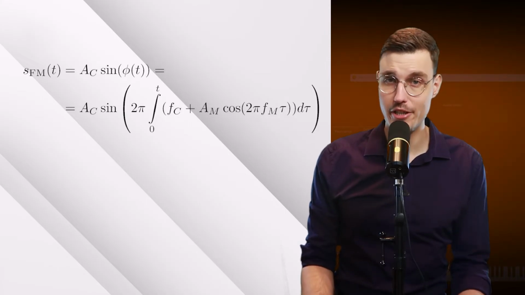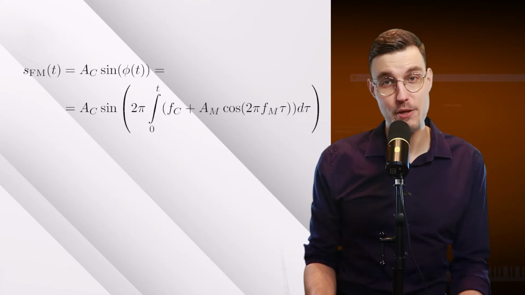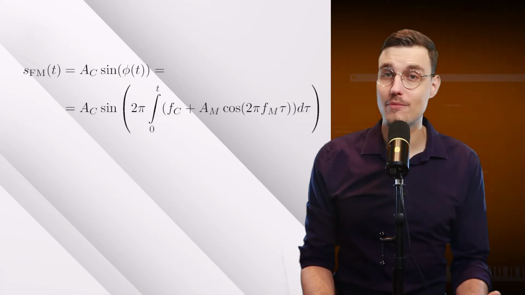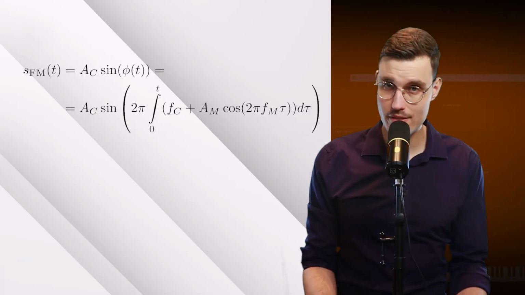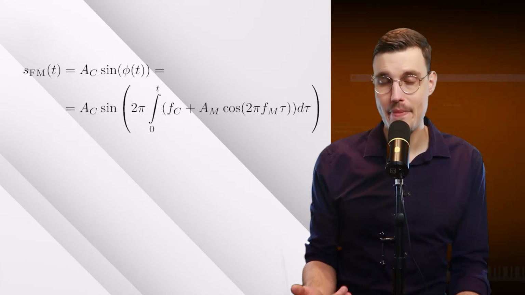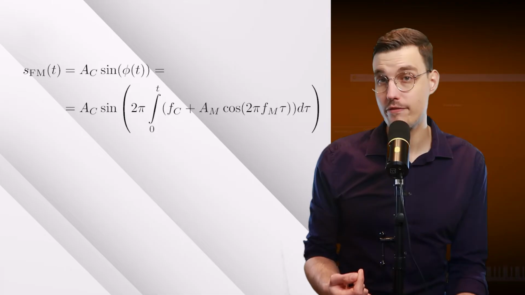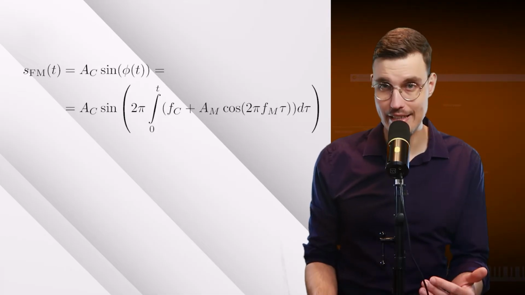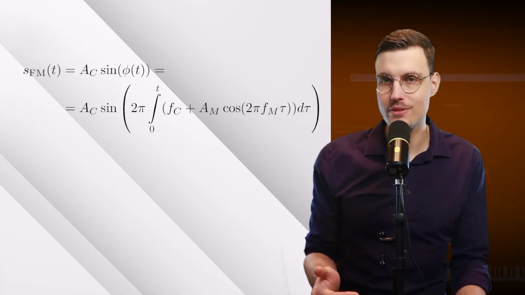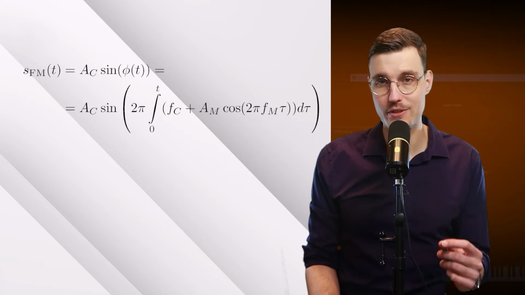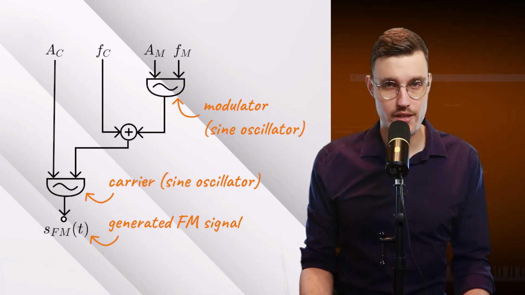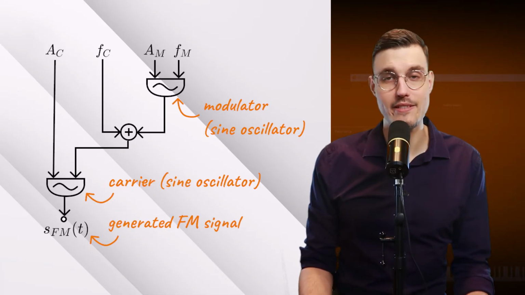We have a sine carrier with amplitude AC and frequency FC, and the sine modulator, represented by the cosine, with amplitude AM and frequency FM. Note that we need to use a different symbol for time than t in the integral because t denotes the time point at which we compute the phase. I chose tau.